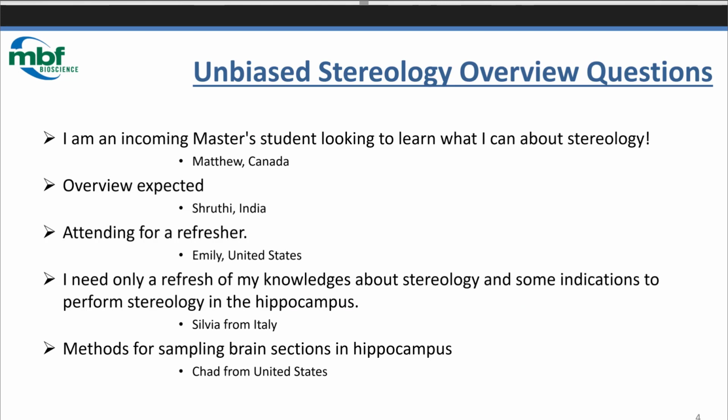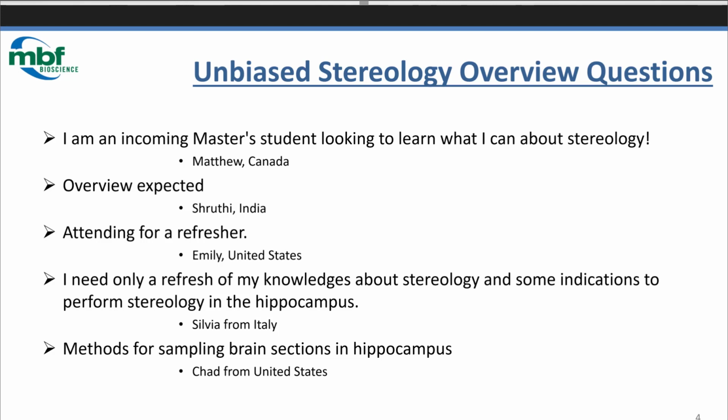Okay, let's get started with the first category. We're going to do a succinct overview of what you can do with unbiased stereology. As I said, we have questions sent in from all over the world. Matthew from Canada writes, "I am an incoming master's student looking to learn what I can about stereology!" I appreciate the enthusiasm, Matthew, with the exclamation point. Shruti from India is expecting an overview. Emily from the United States is attending for a refresher. Sylvia from Italy and Chad from the United States also want a refresher or an overview, and both of them mention a specific region of interest, the hippocampus.